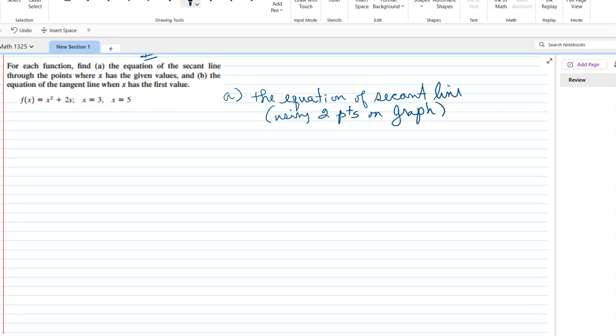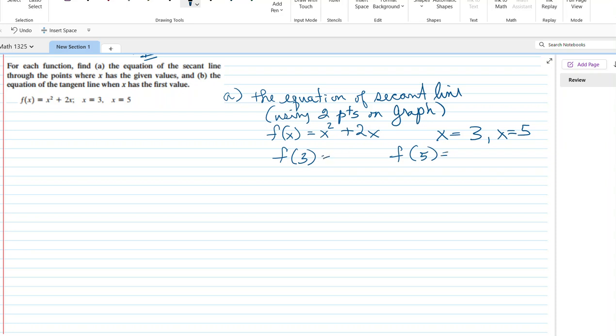Secant at the x at the given value. So we're going to do this one first. We have the function f of x equals x squared plus 2x. It's a parabola for x equals 3 and x equals 5. So I need f of 3 and f of 5.